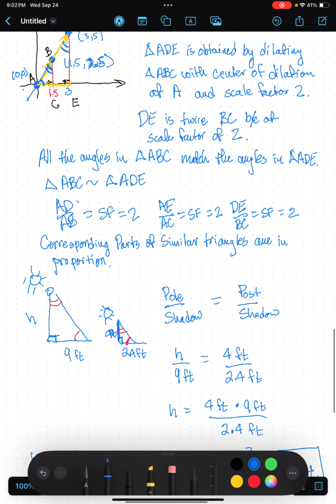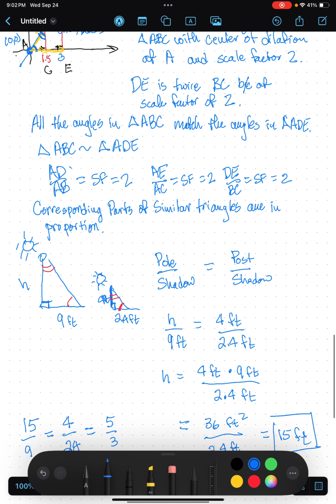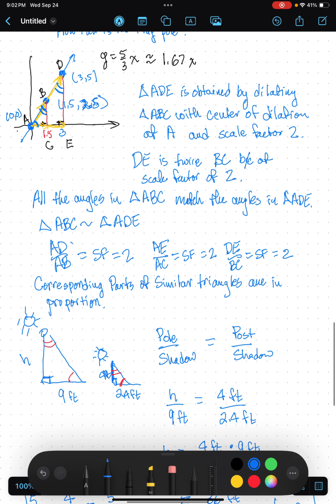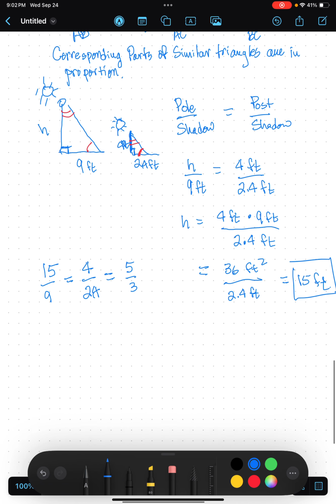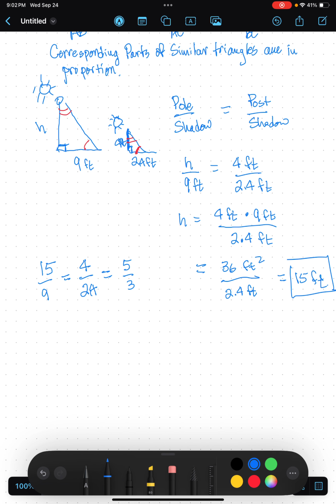We've talked about the dilation scale factor as the ratio of corresponding lengths in the similar triangles, and we used the idea that corresponding parts of similar triangles are in the same proportion. So that means the pole to its shadow is equal to the post divided by its shadow. And then when we were able to do that, we were able to use that information to write a true equation for what we had, solve it for h, and we got 15 feet, and we were on our merry way to the next problem.